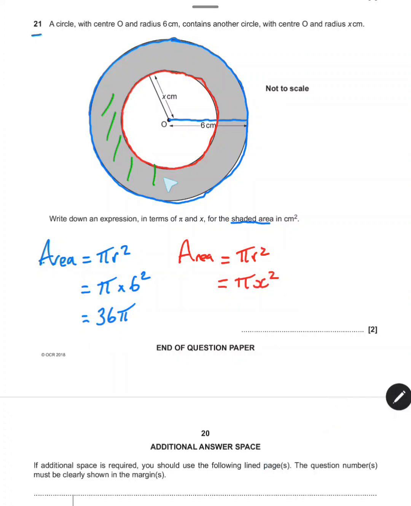The shaded region is this bit. And in order to get the shaded region, we need the blue circle, take away the red circle. So what we need to do is to say the shaded bit is going to be the blue circle, 36 pi, take away the red circle, which is pi x squared.